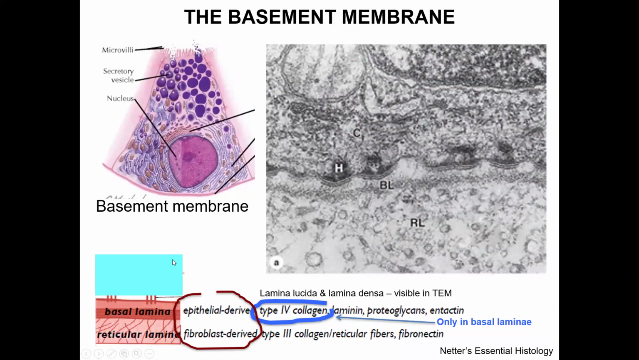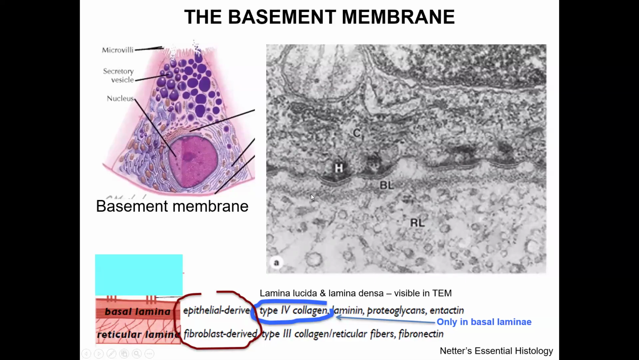The part of the basement membrane that is close to the epithelial cell is the basal lamina. And the basal lamina in transmission electron microscopy has a lighter layer, the lamina lucida, and a darker layer, the lamina densa, but both are parts of the basal lamina. Then there is another outer layer of the basement membrane that is called the reticular lamina. It is still part of the basement membrane.